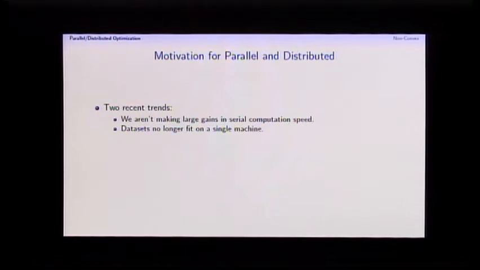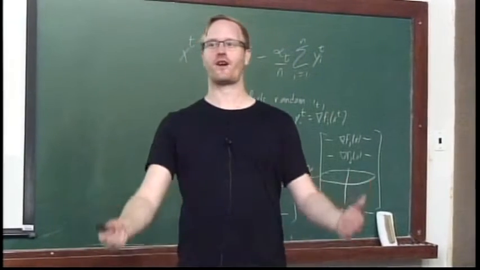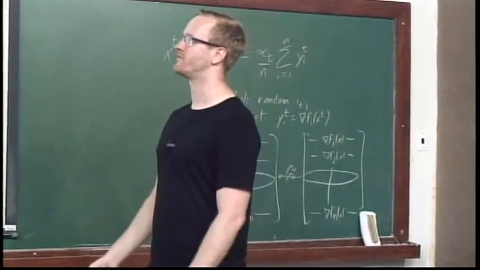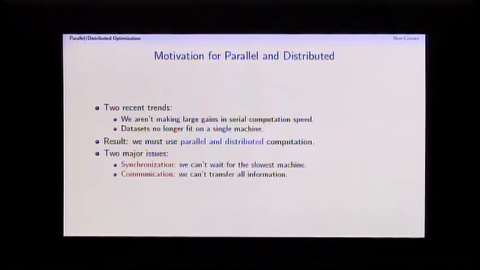Another issue is that data sets are no longer fitting on a single machine. We have collections like the internet, or trying to map everything in the sky, things like that, and they just can't fit on your hard drive anymore. So your data is going to be spread across multiple machines in the future. So the result of these two trends is that we need to think about parallel and distributed computation. If you want to handle bigger data sets, if you want to solve harder problems, this is a necessary evil. You need to learn about these things.